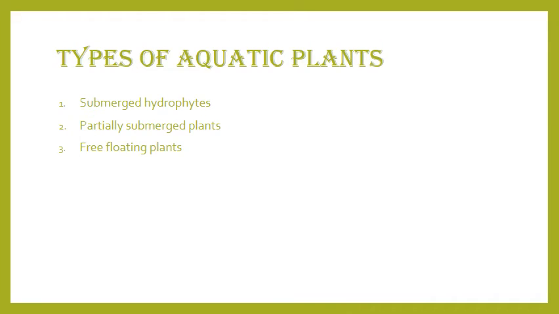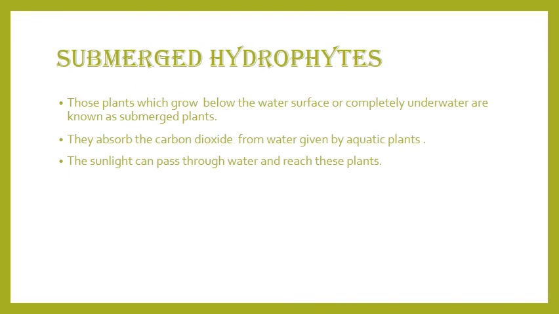Now we will learn about the types of aquatic plants. There are three types of plants: first, submerged hydrophytic, partially submerged plants, and free floating plants. One by one we will learn about each and every type of plant. Now first we will learn about submerged hydrophytics.